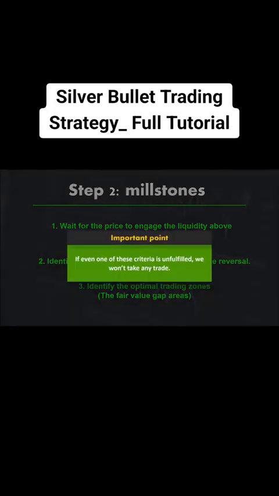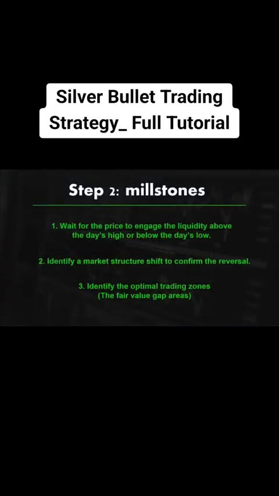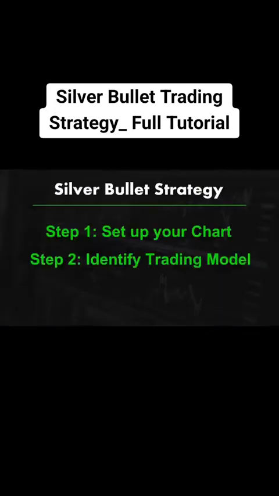Here is an important point. If even one of these criteria is unfulfilled, we won't take any trade. We simply wait for another trading day to implement the silver bullet trading strategy. Now we move on to the third and final step, which is executing the trade.